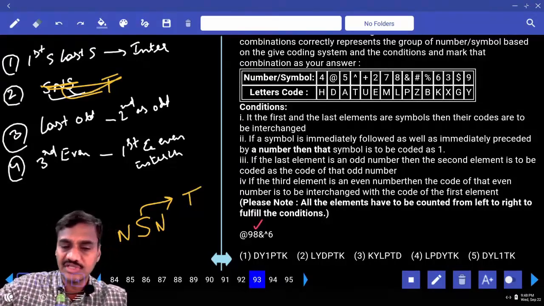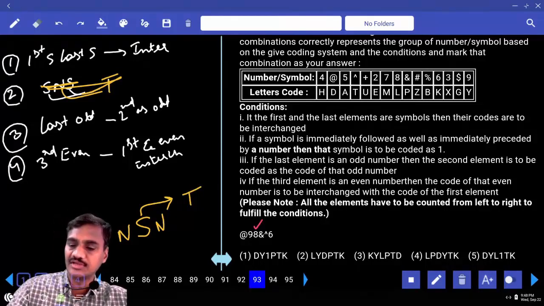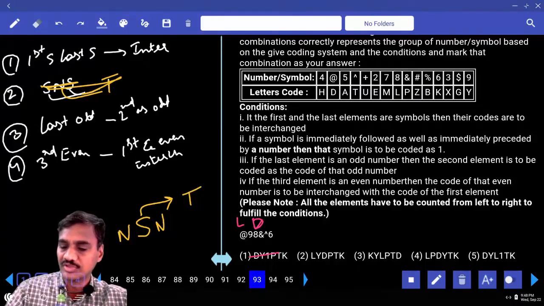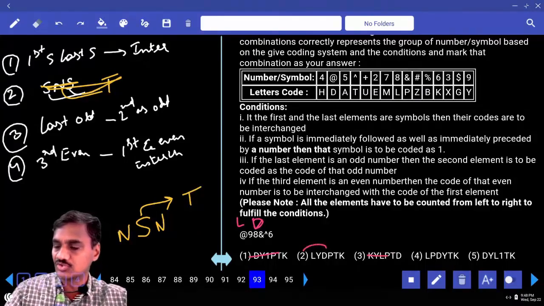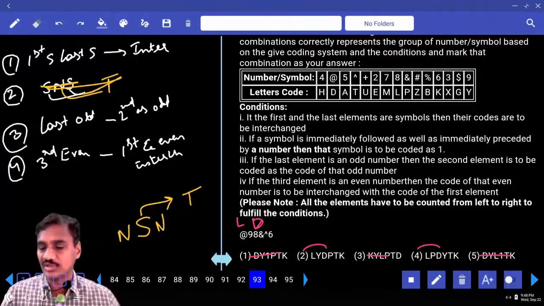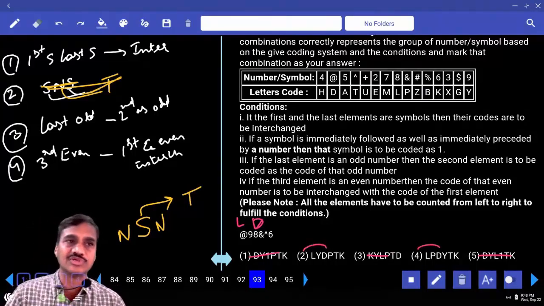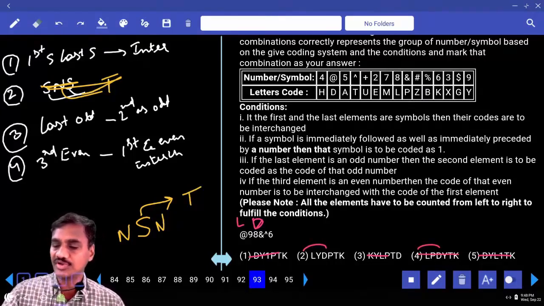As the third one is an even, first and the even must be interchanged. What is the code for 8? 8 code is L. L must be the first one. At the rate of code is what? D. L and D must be at the first and the third places. Choice 1 is ruled out, choice 2 L and D, 3 is ruled out, choice 4 L and D. Now between 2 and 4, check out the element which is different here. The second element is different. What is the second element? 9. And the code for 9 is Y. 4 is ruled out, choice 2 is the answer, 93.